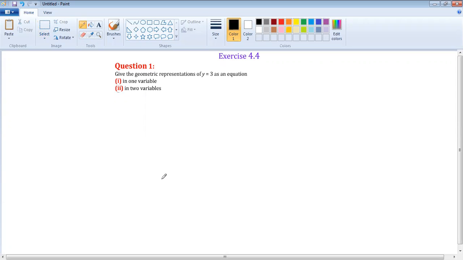So today I am going to solve exercise 4.4 of chapter number 4, that is linear equations in one variable. So let's see here. We are given that y is equal to 3, which we have to represent in one variable as well as in two variables.